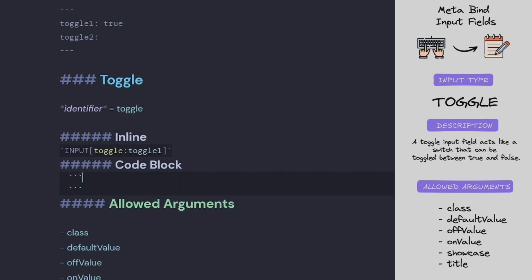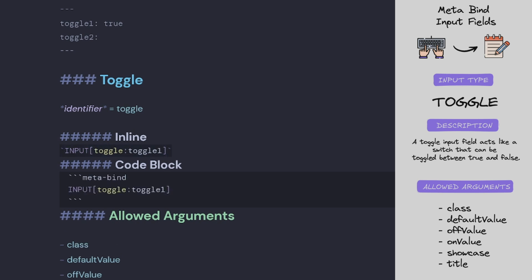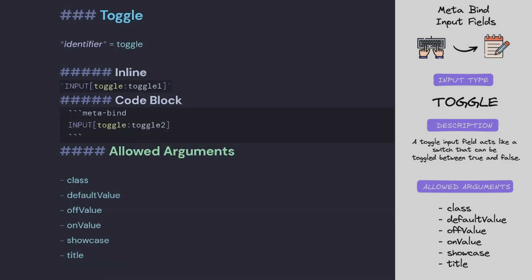So let's go back into source mode, do our 3 backticks, put in meta bind. We'll just copy our toggle from our inline. We'll call this one toggle2. And let's add a few arguments. So we'll skip the custom CSS. We'll try put a default value and we'll make it true.